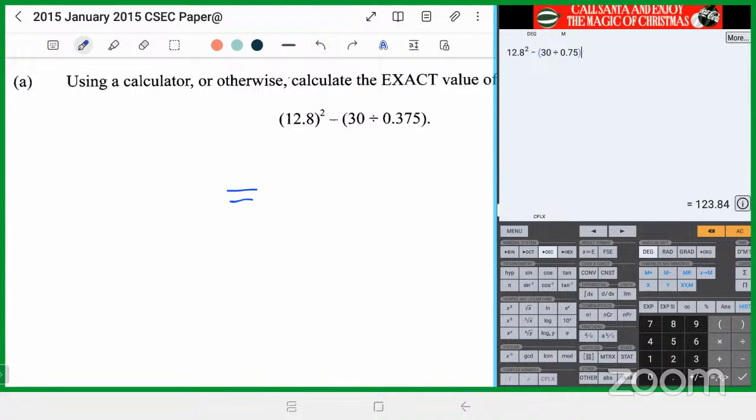I'm going to look at the question to ensure that it matches perfectly, which it does. There is no bracket around this on the calculator, but it doesn't matter. If you put a bracket around it, you see there's a bracket now, so it's really the same thing. All right, the answer is 123.84. Because it said exactly, you don't make any correction. You give exactly what the calculator gave you. That's an exact answer because it's a decimal, but it terminates. When it terminates, it's an exact value.